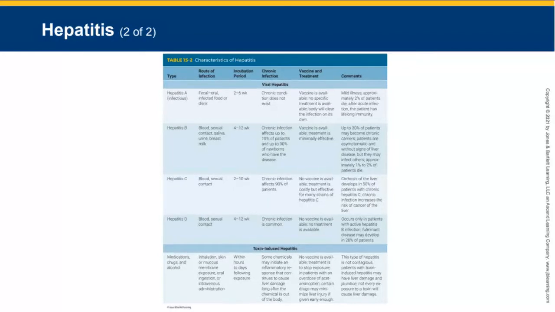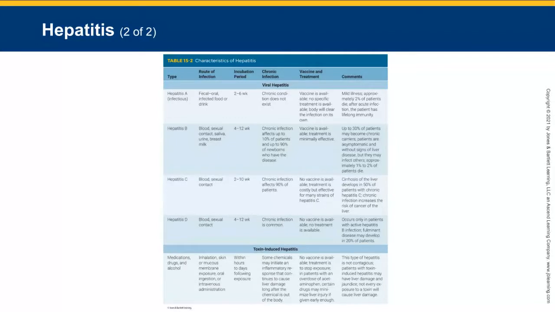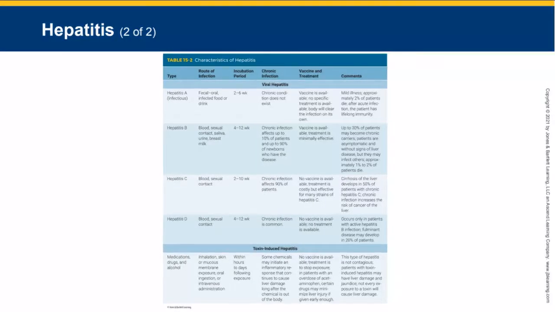And if you see here, hepatitis B is transmitted via blood and sexual contact, as well as saliva, urine, and breast milk. C is by blood and sexual contact, and D is by blood and sexual contact. So only A is by the fecal-oral route or infected food. In fact, in some restaurants, even water with ice or seafood, if a person there has the active form of the infection and you eat or drink from them, you can contract this.